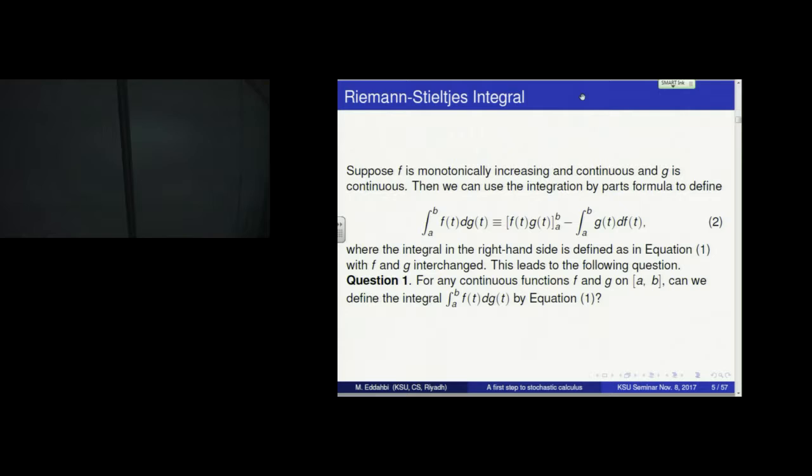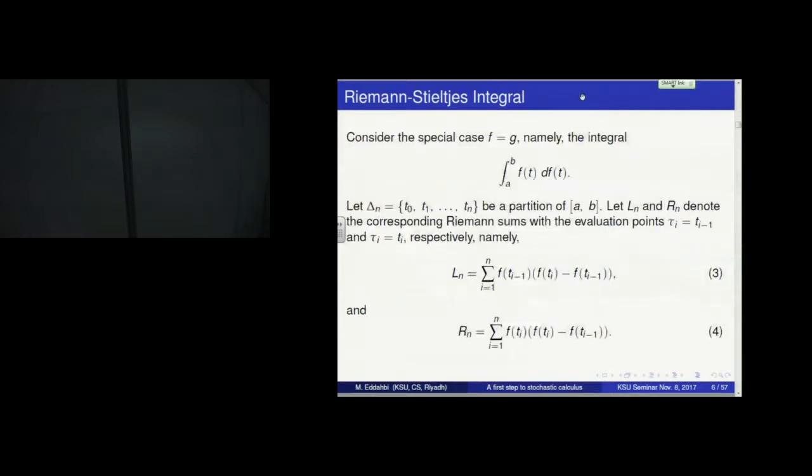So this is how to define this integral for g which is continuous, and f which is of bounded variation. Now the question is, for continuous functions f and g, is it possible to define this when they are both only continuous? So this is the first question. Maybe I will answer four or five questions during this talk. Okay, let's go and see what is going on.